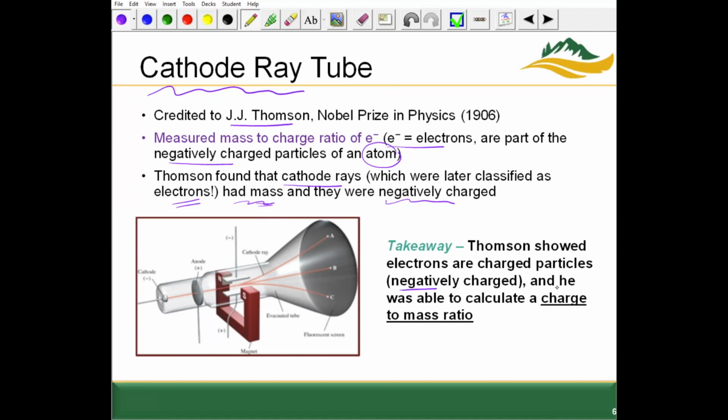And he wasn't able to nail down the exact mass, but what he was able to do is calculate this charge to mass ratio. So his takeaways here, he knew they were negatively charged, but he didn't know the individual mass. He just knew this charge to mass ratio of negative 1.76 times 10 to the 8th. This is coulombs per gram. We'll see this again in a few slides from now, so we'll come back to this.